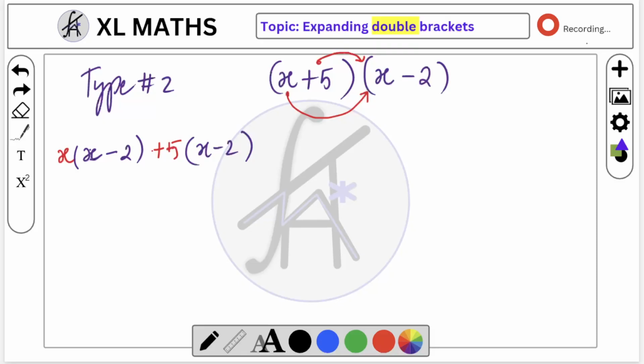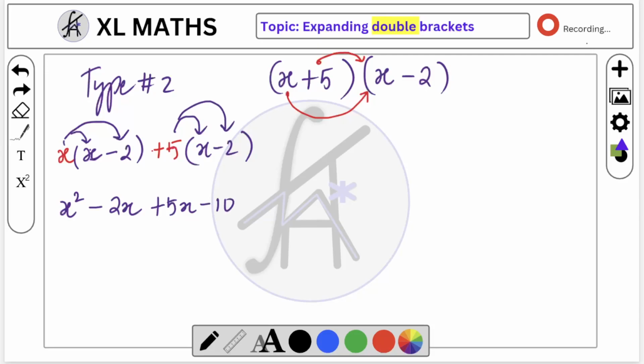That's really easy, no? So what we're going to do in here, x times x, that gives us x squared, then x times minus 2, that gives us minus 2x. Similarly, a positive 5 times x gives us a plus 5x. A positive 5 times minus 2, that gives us minus 10.